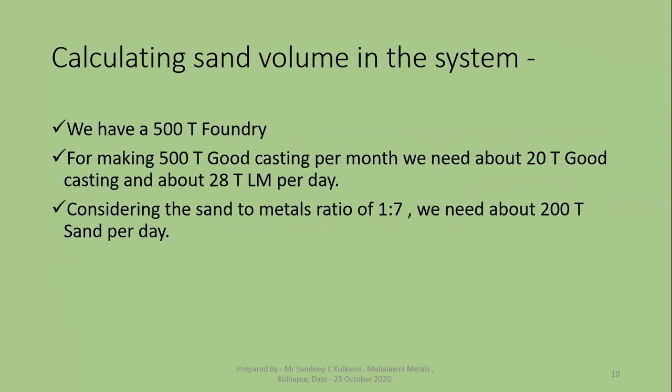We have a 500-ton capacity foundry, and for making 500 tons of good casting, we have to make 20 tons of good casting per day, around 28 tons of liquid metal per day. So considering a sand to metal ratio of 1:7, we need around 200 tons of sand per day. So 200 tons of sand is required per day.